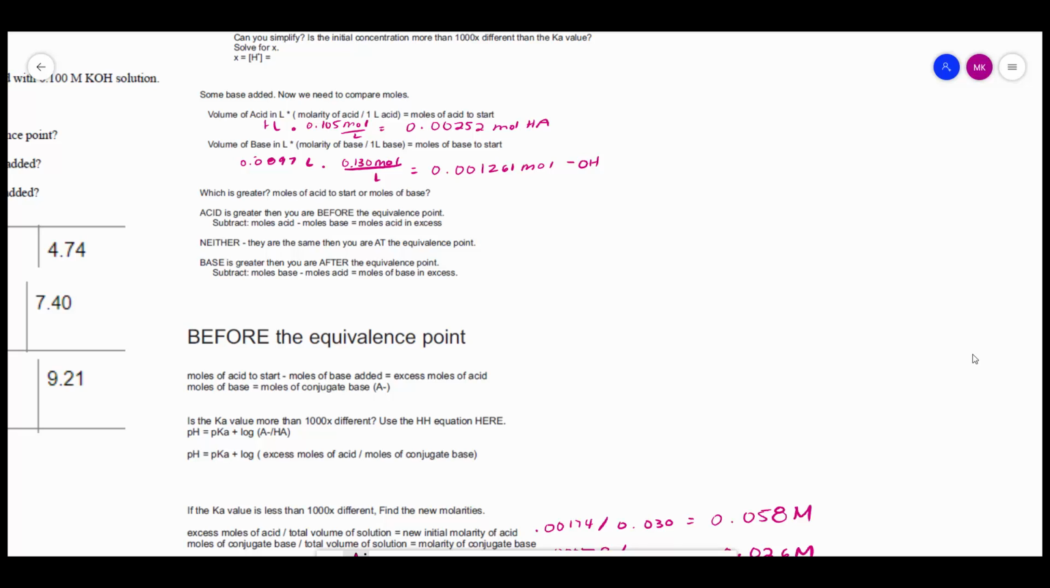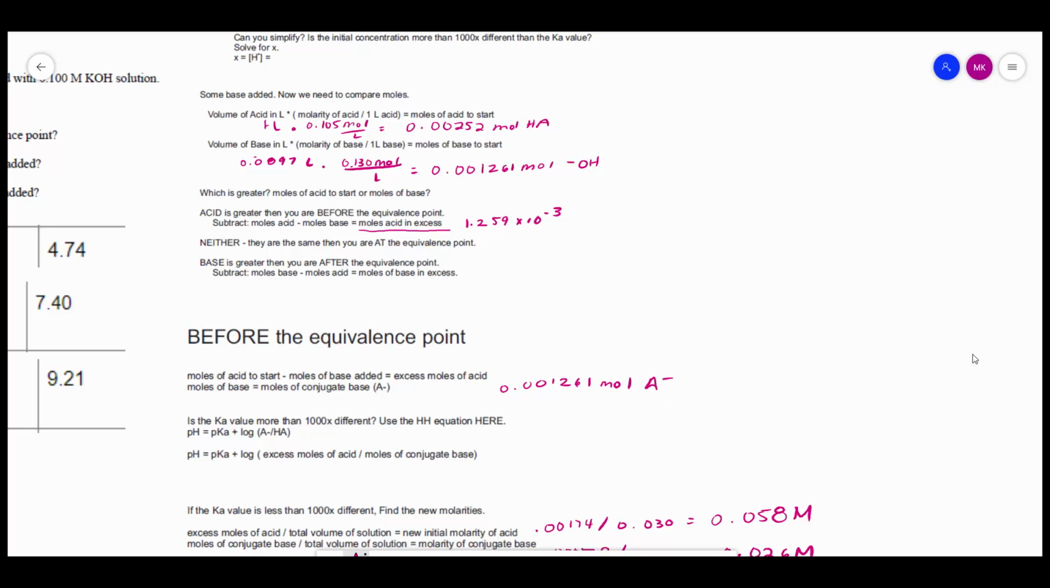Now I still have more moles of acid than moles of base. So I subtract my moles of base from my moles of acid. So 0.00252 minus 0.001261. And I get moles of acid in excess. I have 1.259 times 10 to the negative 3. And let's see, the moles of the conjugate base then are equivalent to the moles of my strong base. So 0.001261 moles of A minus.